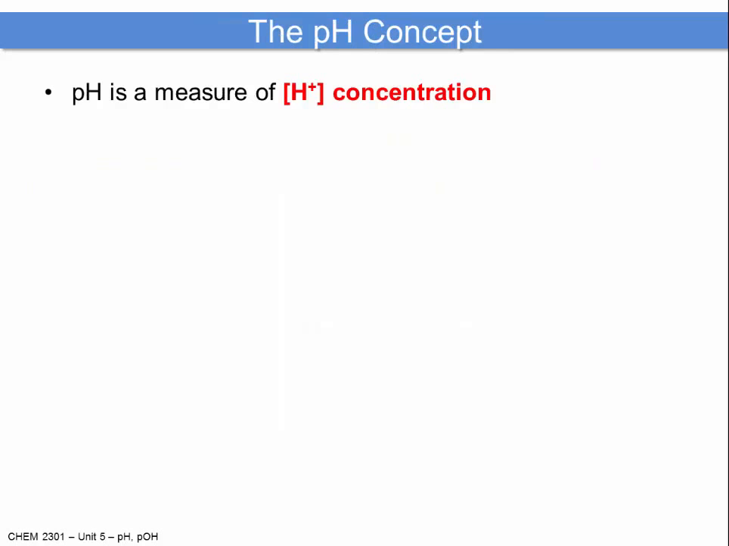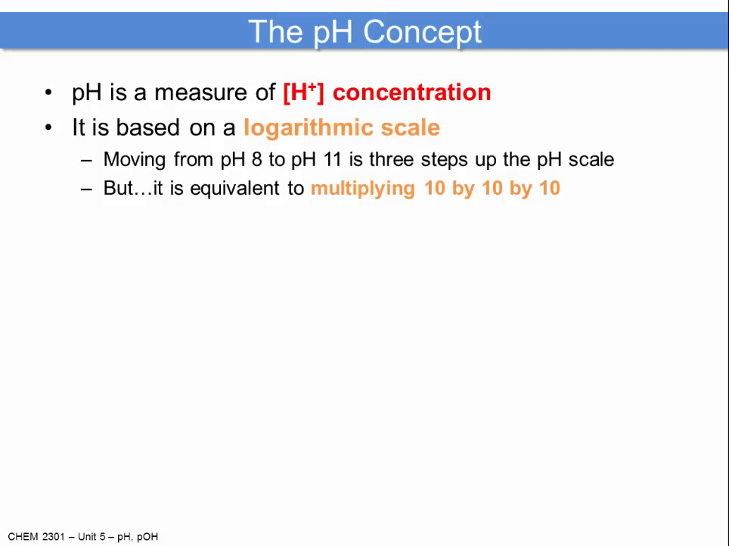pH is a measure of hydrogen ion concentration. It's based on a logarithmic scale. Moving from a pH of 8 to a pH of 11 is 3 steps up the pH scale, but it's equivalent to multiplying 10 by 10 by 10. A pH of 11 is 1,000 times stronger than pH 8.